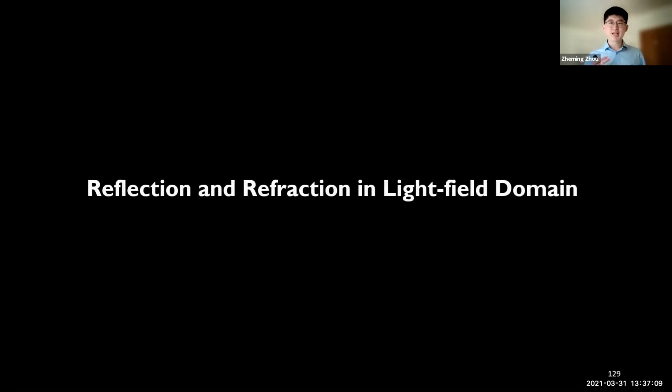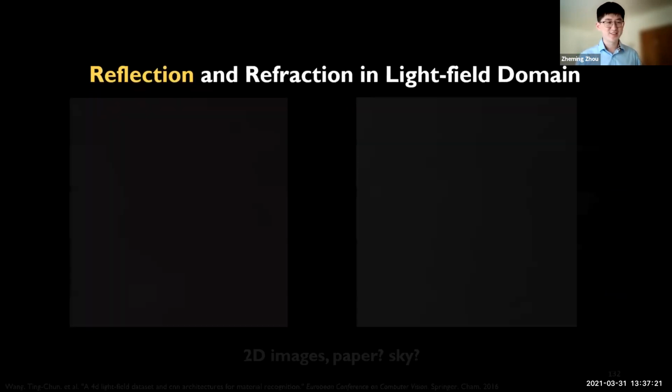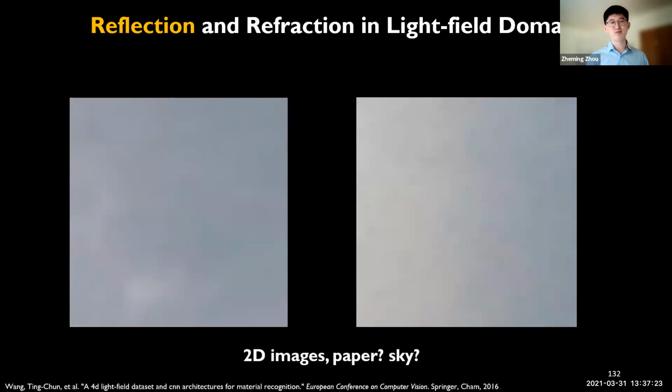So before we dive into details of the LIT framework, let me give you some examples of how light field captures the reflection and the refraction features in the RGB domain. So first is reflection. Here I have shown 2 images taken from a conventional RGB camera. Could you distinguish which is paper and which is sky?